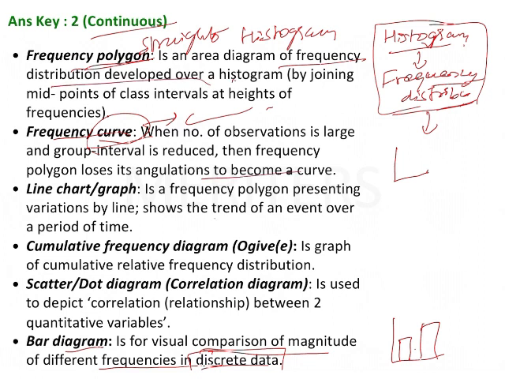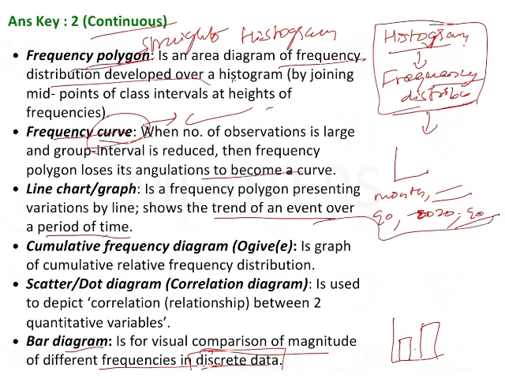Okay, same here also. Now coming to the line chart and graph, I think this is a very simple one. It shows the trend of events over a period of time. For example, anything which we want to relate to time, like months, August to September, or years, 90s to 2020s, any trend over a period of time, then we will use a line chart.